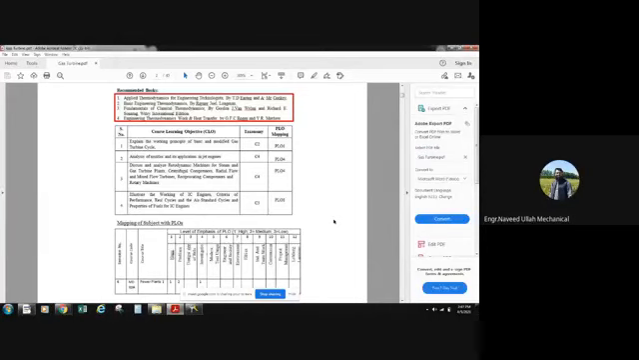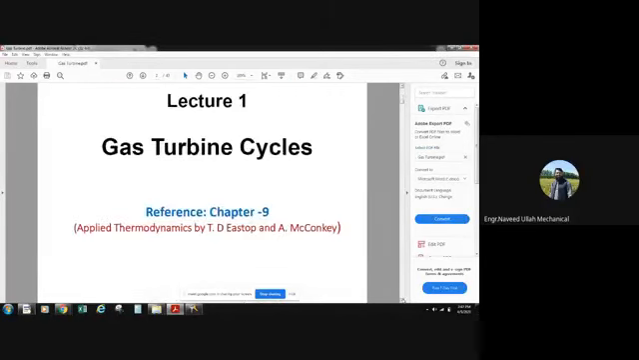राइट. So I think हम जो है although I have this lecture of gas turbine cycles, but I think we can quit here at this point. Yes, sir. And if you have any question as far as this summary of the course is concerned, you can ask me. Okay, and inshallah in the next class we will be talking about gas turbine cycles. Okay, that will be our lecture 1, and that is chapter 9 in this applied thermodynamics by M.S.K. So any question in today's class or today's discussion?